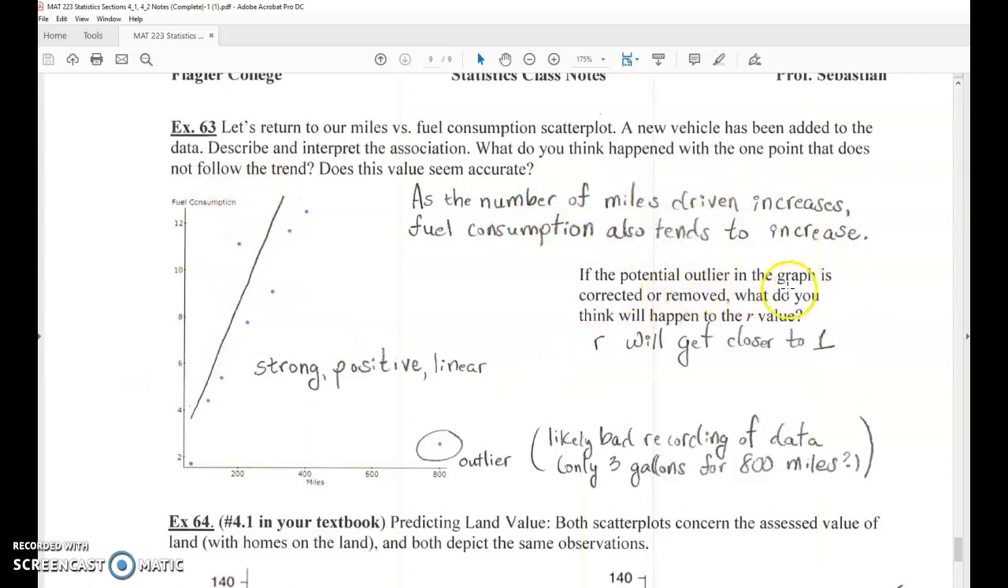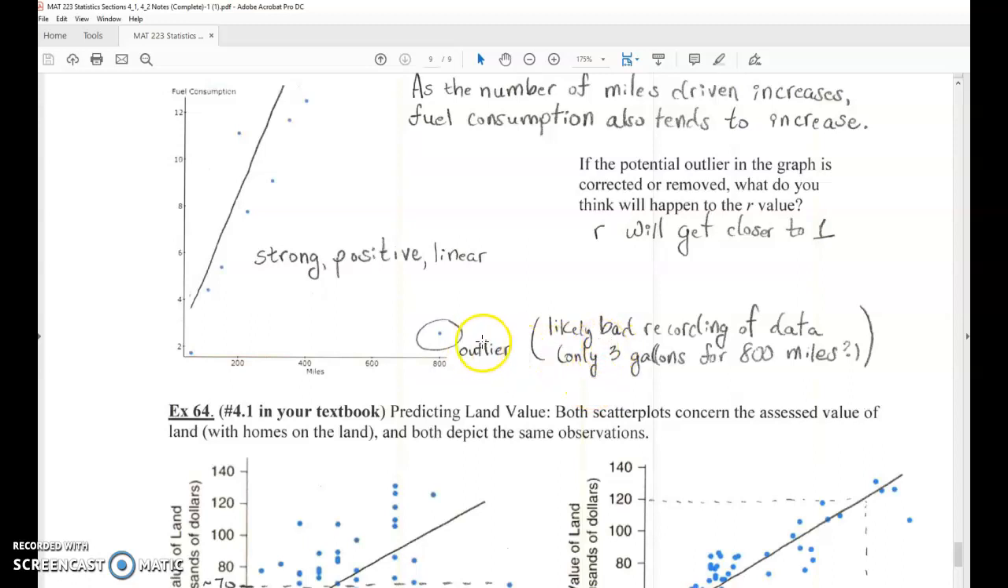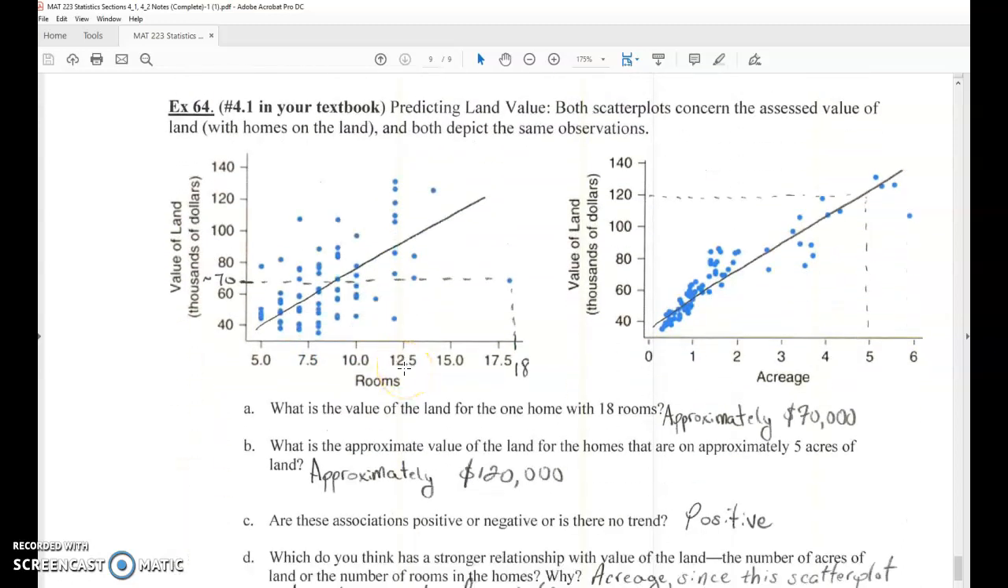But if the potential outlier in this graph is corrected or removed, what do you think will happen to the R value? R gets back closer to 1, because it was about 0.91 when I was up here, and now it was 0.05 back here. So the line looked more like this, didn't look like it went through anything good at all. Likely though, this data point is a bad recording of data. How could it only take 3 gallons to drive 800 miles? That's not likely true. So we probably would be okay with just deleting that point because somebody probably recorded it wrong. Maybe it was supposed to be 80 miles. It took them 3 gallons.